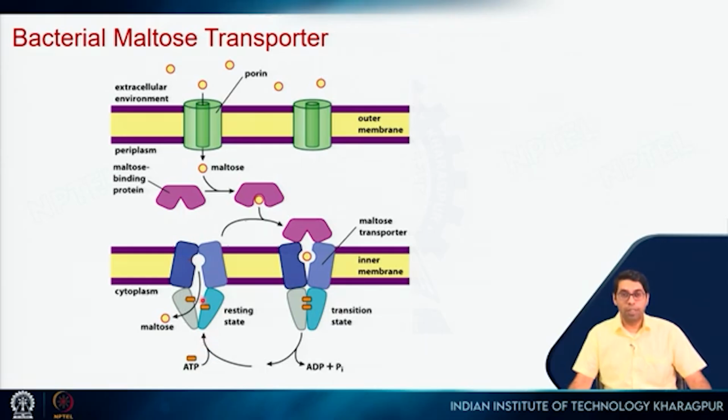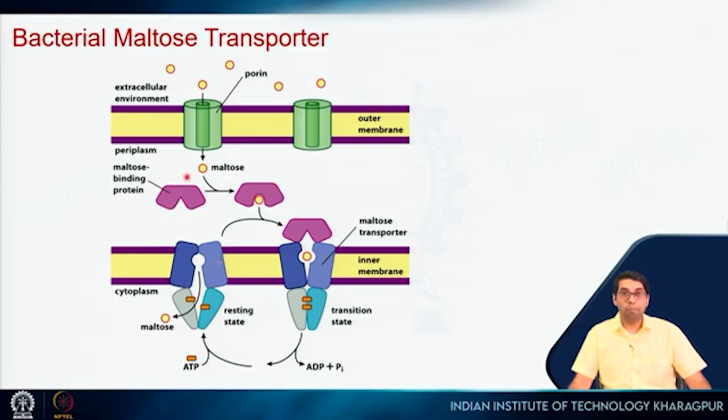So this maltose transporter, this is the transmembrane part and this is the cytosolic part. This is the one which is the actual transporter and this one binds ATP. So these two molecules that we see are ATP and when they come close it will hydrolyze ATP. So this transporter has two conformations. This is the resting state where it is closed towards the periplasmic side and open towards the cytoplasmic side. The other one, the transition state, is where it is open towards the periplasmic side and closed towards the cytoplasmic side.